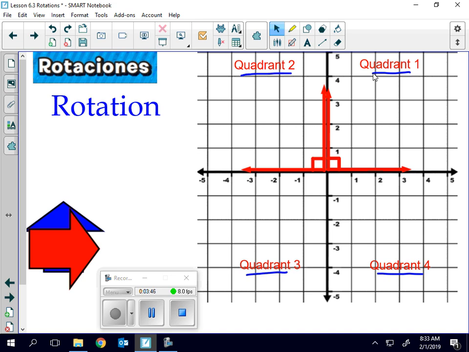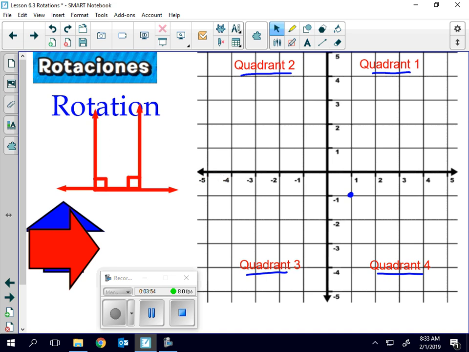So if we were to just look at a point for a second, I'm going to put a dot right here. Ignore these things now, we'll take these away. If I want to rotate that 90 degrees counterclockwise, I just said counterclockwise, I think, right? So counterclockwise would be this way. I want to rotate it 90 degrees, so it's going to go from quadrant 4 to quadrant 1 in that same spot. So there it is. I just moved it there, 90 degrees.